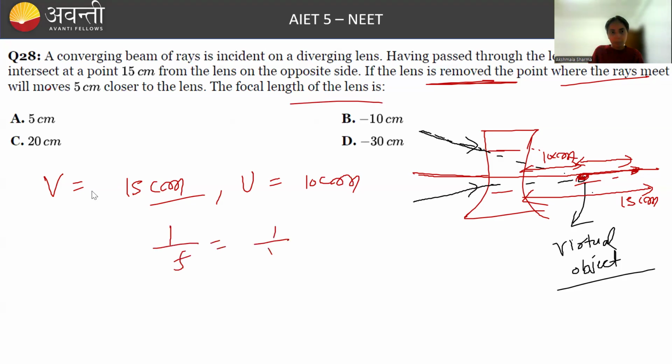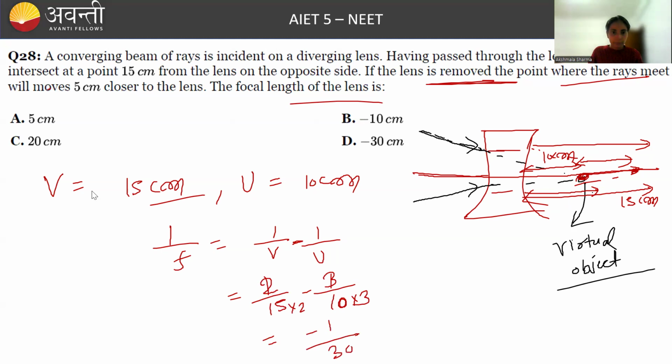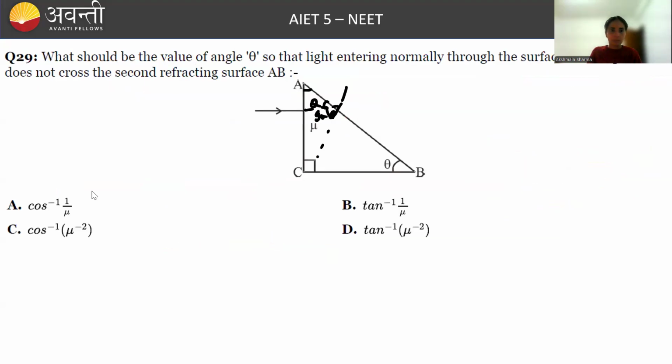So 1 by f equals 1 by v minus 1 by u. Use sign convention properly over here. The image is measured in this direction, the object will also be measured in this direction, both positive. So if we write here 1 by v, that is 1 by 15 minus 1 by 10. Multiply the first by 2 and the second by 3. So this will become minus 1 by 30. That means the focal length is minus 30 centimeter, so the answer will be D. So there was a concept of virtual object. Now let's do this question. There is something drawn already. Let me remove it. We'll get back to you.